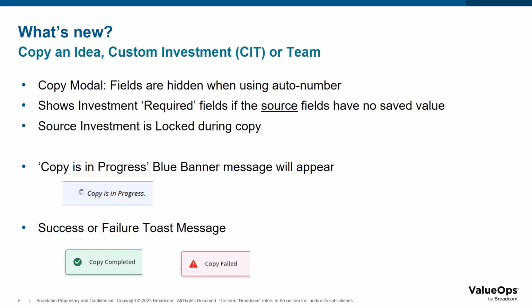When the name field is not auto-numbered, the name will pre-populate with the word copy prepended to the name of the source investment. The copy action will lock the investment during the process. A blue banner will appear while the copy is in progress, and at the end it will show either a green success toast message or a red failure toast message.